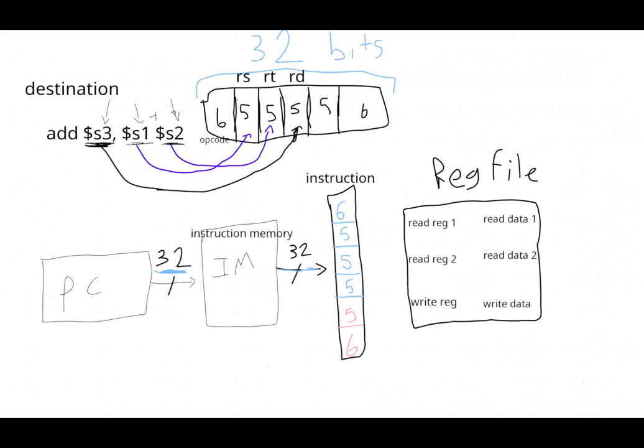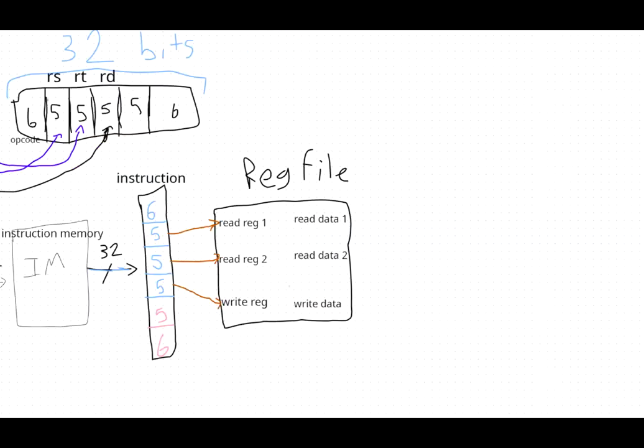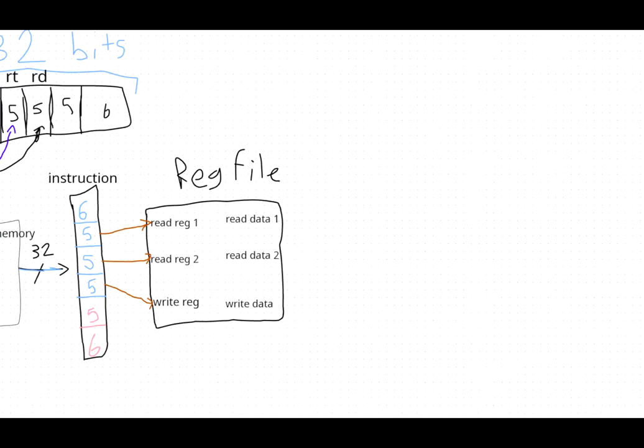So going back to the data path now, let's draw some arrows. Let's use this color. So we want to read this register, because we're adding the data in these registers together and putting it in a new register. This is the target register, so we're going to put the sum in there. All right. So now read data one and read data two.